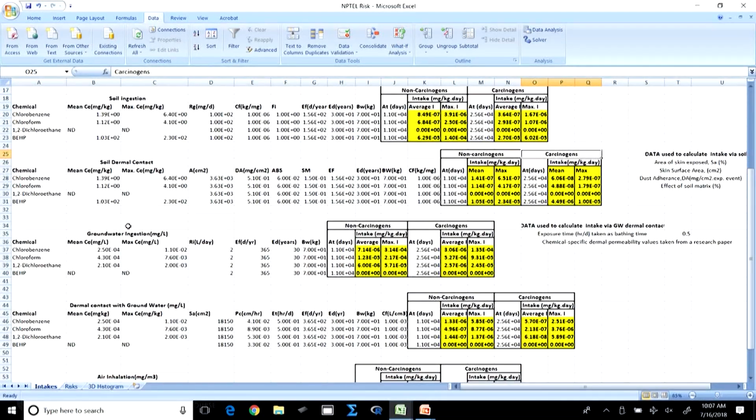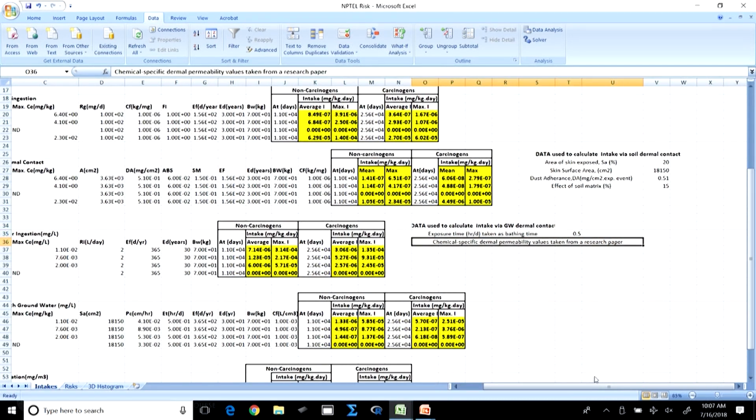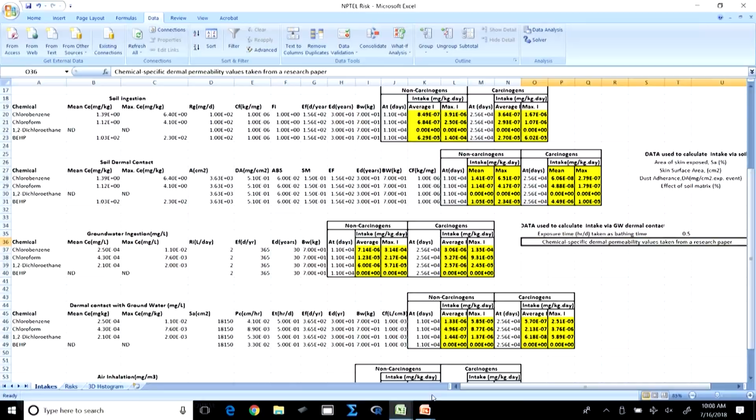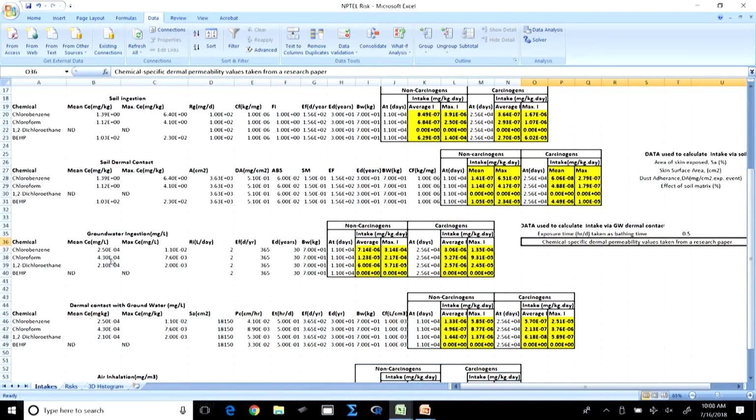Again, the same case, I end up calculating it for groundwater ingestion and some other data. Exposure time, we took it to be 30 minutes due to bathing. From a research paper, we have the dermal permeability values, as in when a particular compound is in contact with your skin. So you are going to have different dermal permeability values. Where do we have them here? Groundwater dermal contact, and I think these are the different permeability values, and it looks like we took them from a particular research paper.